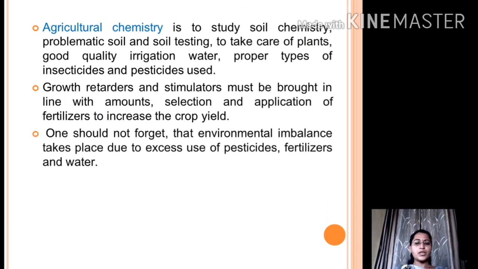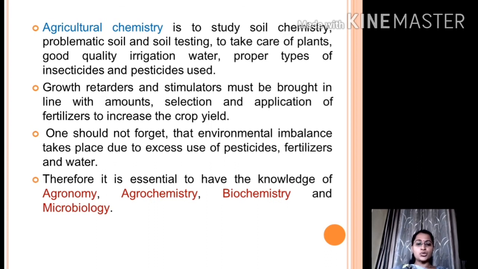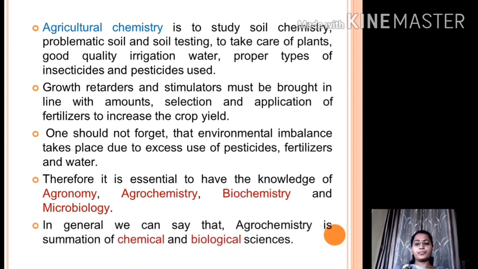One should not forget that environmental imbalance takes place due to excess use of pesticides, fertilizers, and water. Therefore, it is essential to have the knowledge of agronomy, agrochemistry, biochemistry, and microbiology. In general, we can say that agrochemistry is a summation of chemical and biological sciences.